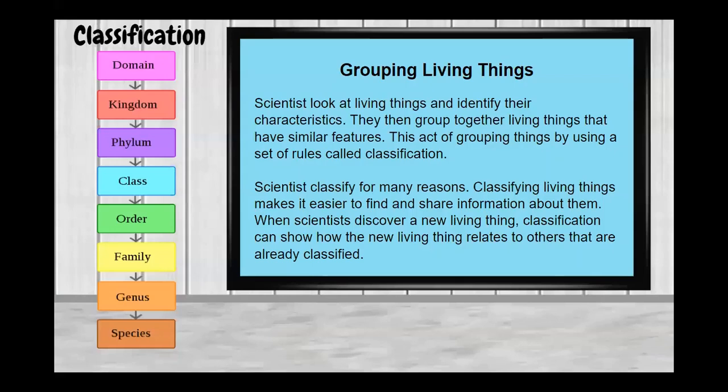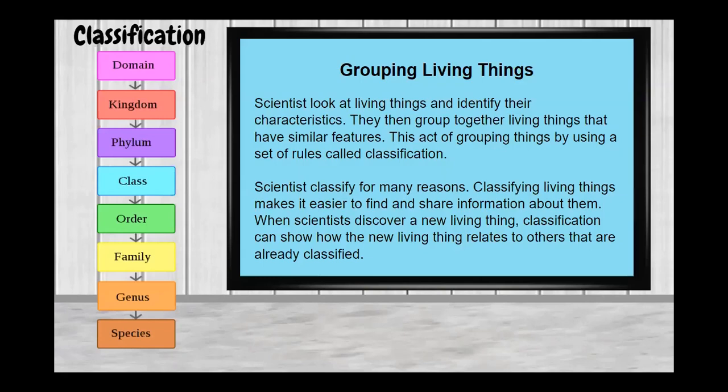So what we're talking about here is how scientists group living things. Scientists look at living things and identify their characteristics. They then group together living things that have similar features. This act of grouping things by using a set of rules is called classification. Scientists classify for many reasons. Classifying living things makes it easier to find and share information about them.